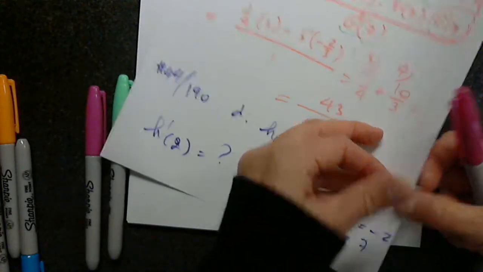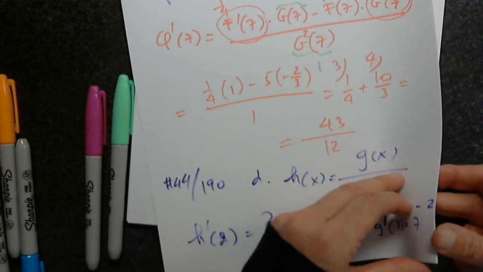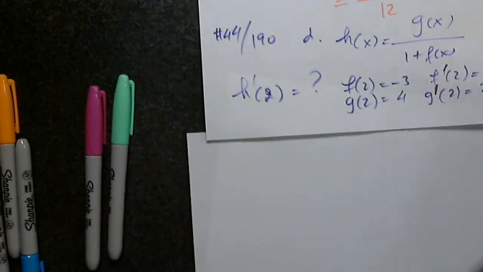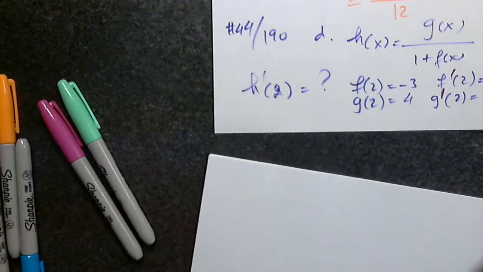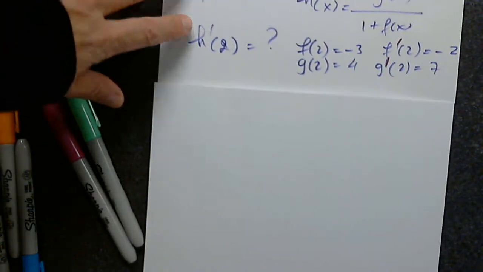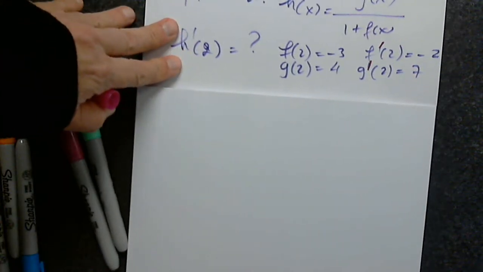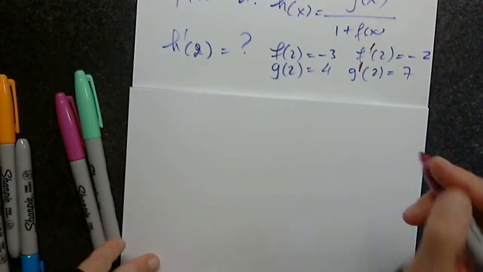What do we need to determine first? H prime of x. Good. It's a ratio of two functions. I'm going to have to use the quotient rule again.